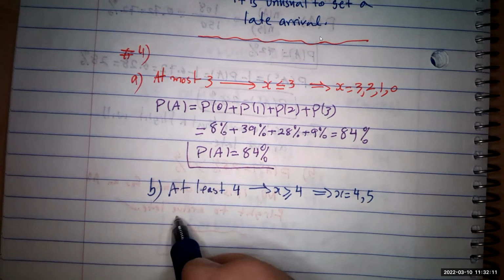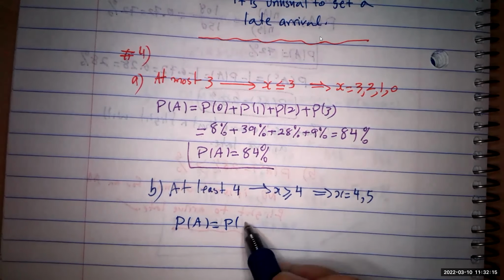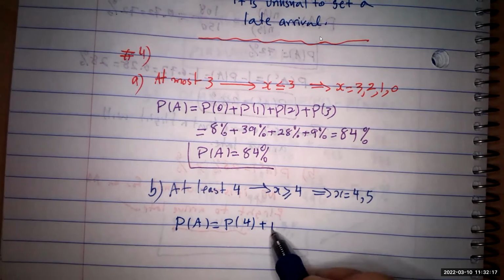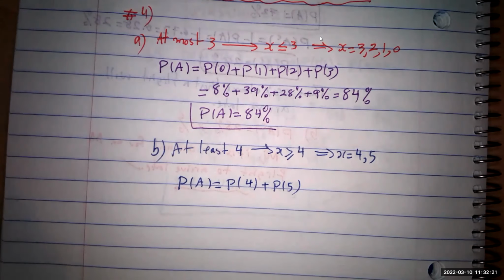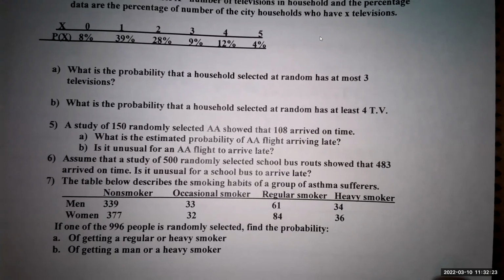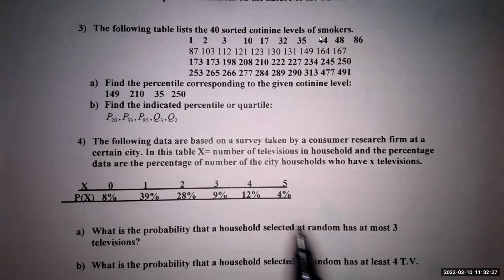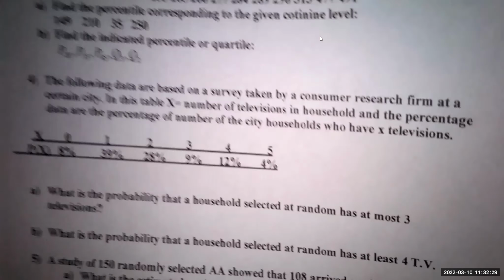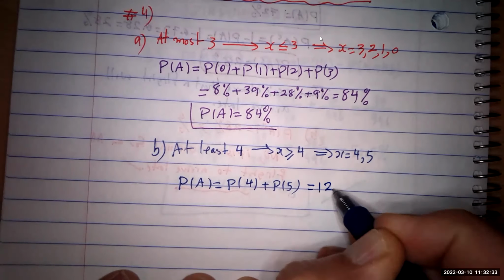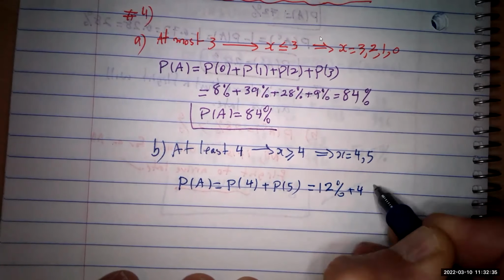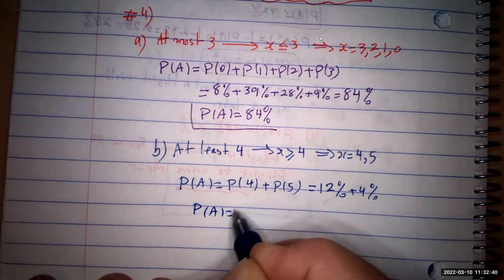So the probability of your event now is going to be the event that you are going to have 4 TV sets, and the event that you have 5 TV sets. And 4 and 5, you see, for the 4 is 12%, and for the 5 it's 4%. So it's going to be 12% and 4%. Add them together, so that gives you 16%.